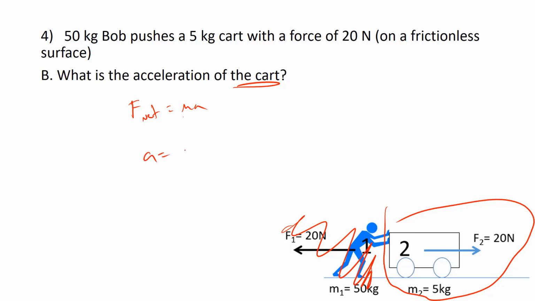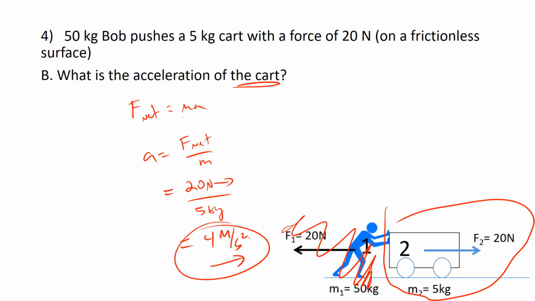We'll rearrange that for a equals Fnet over m. Since there's only one force, that is your net force here. To figure out this acceleration, we're just going to take the force on the cart, 20 newtons to the right, and the mass, 5 kilograms, and we get 4 meters per second squared. These are all derived units, so they cancel out and become meters per second squared, and the answer is to the right. So the acceleration of the cart is 4 meters per second squared to the right.